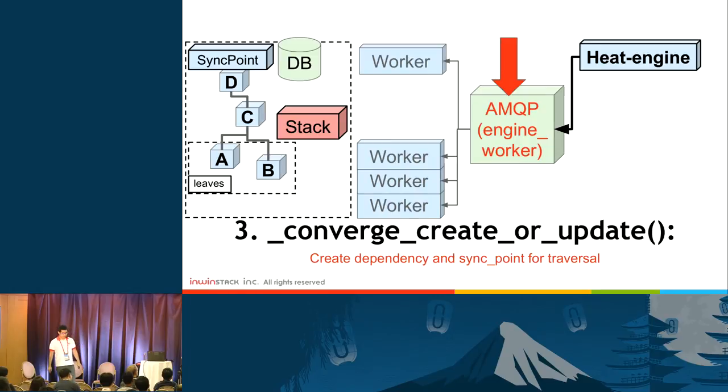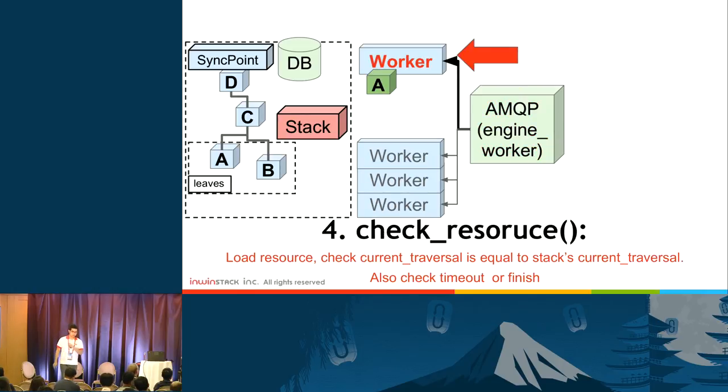And then it will create a new graph for you, right? To see what kind of resource is in your stack template, and make sure you have exactly the relative sync point map there, which is shown on top. The heat engine will now send an AMQP code to the engine workers topic there, and who will receive it?